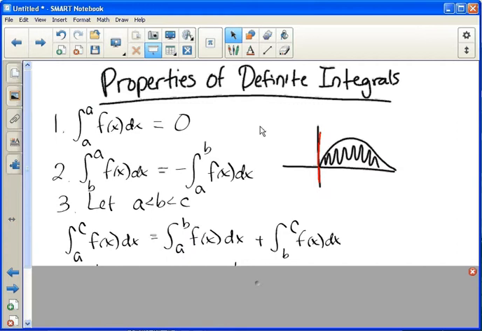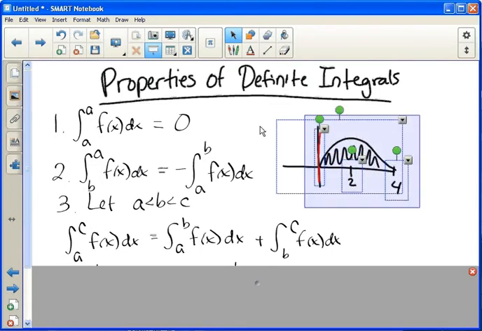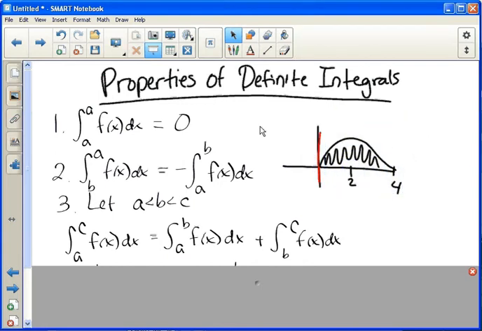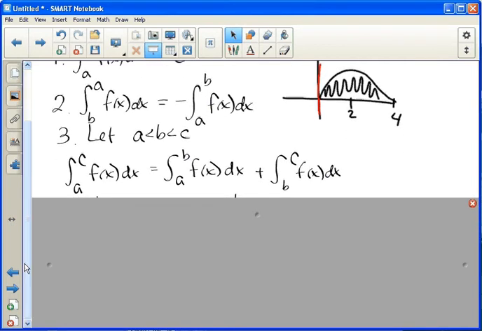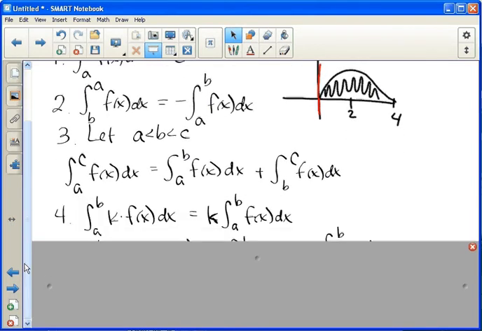Pretty intuitive. So over here, for example, if we were to do the integral from 0 to 2, and then do the integral from 2 to 4, that's the same thing as the integral from 0 to 4, the whole thing. That's all that means. You're allowed to break it up and get the same result. So let's move on to the fourth property, which simply says that if you have a constant, you're allowed to pull it out front.